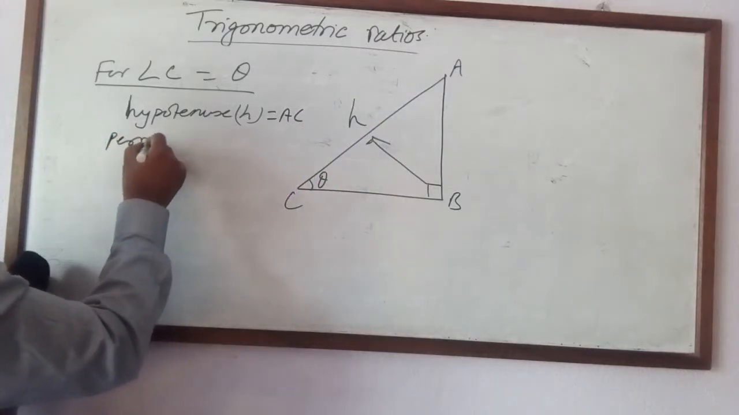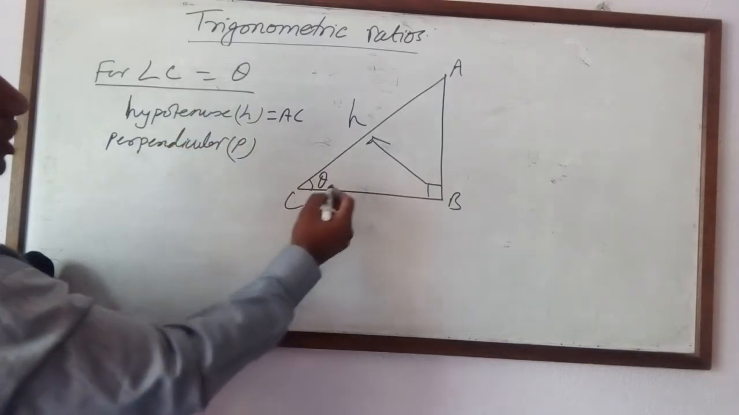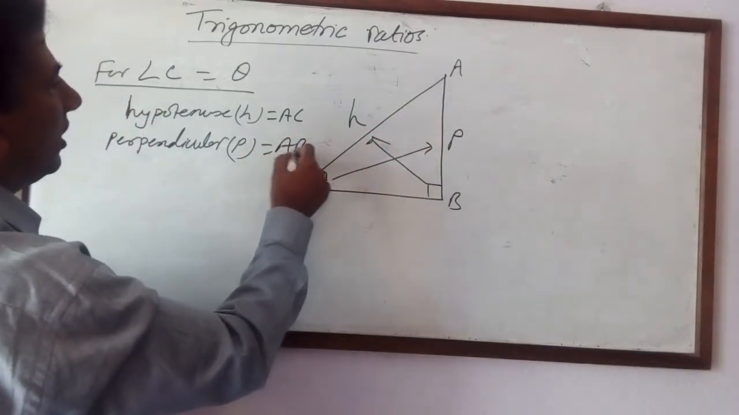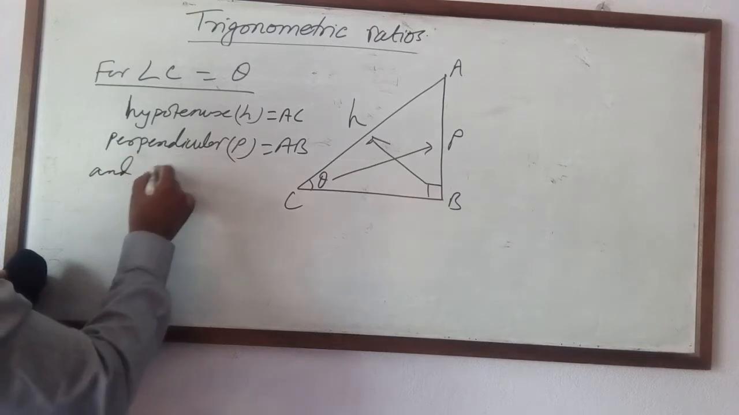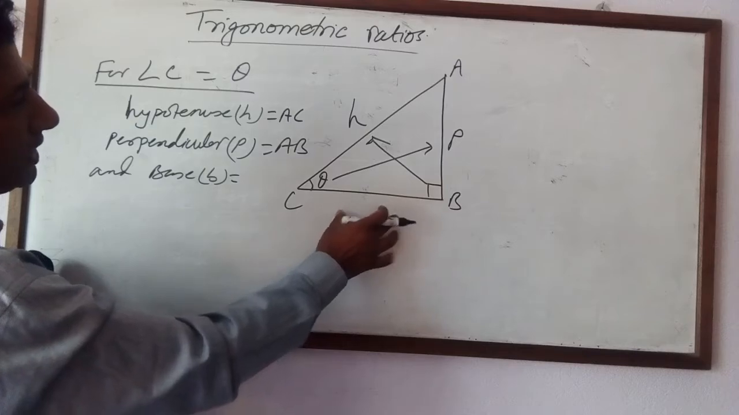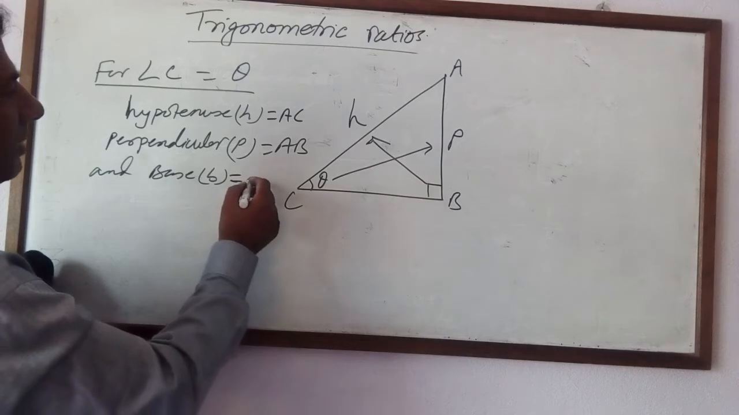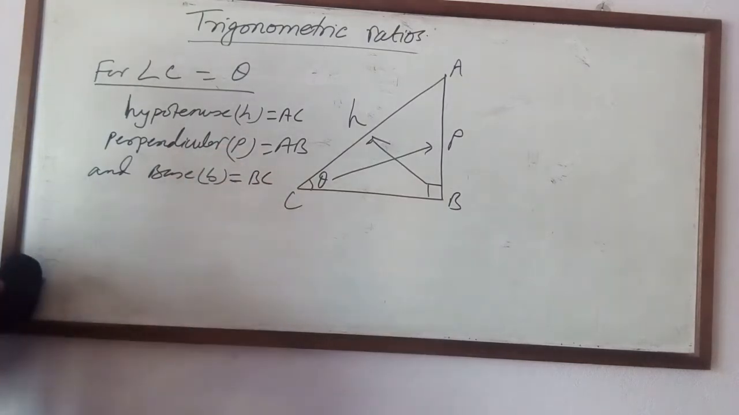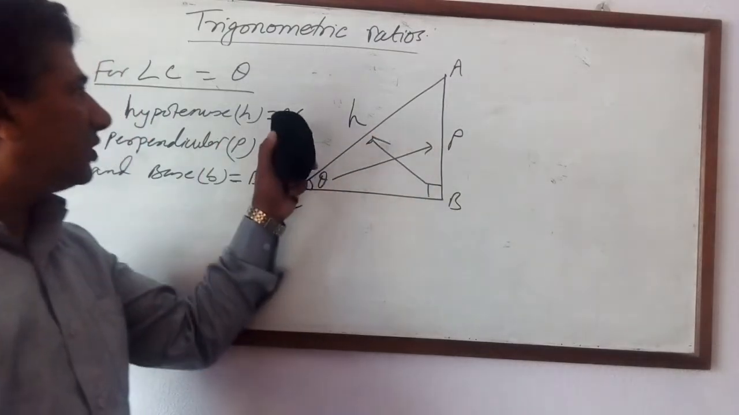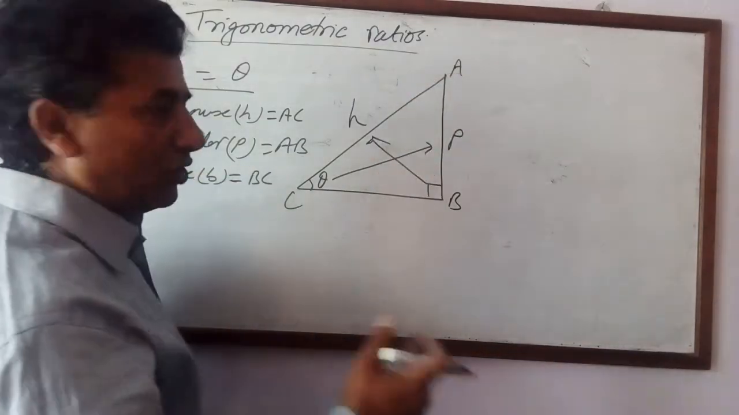Perpendicular will be the side opposite to the angle. This one is P, which means side AB. And the base, small b, is on this side BC, since the angle is on the base BC. That's why side BC is the base. Now for this angle C, we define H, P, B: AC is the hypotenuse, AB is the perpendicular, BC is the base. Just like that, for angle A also you can write P, B, H.